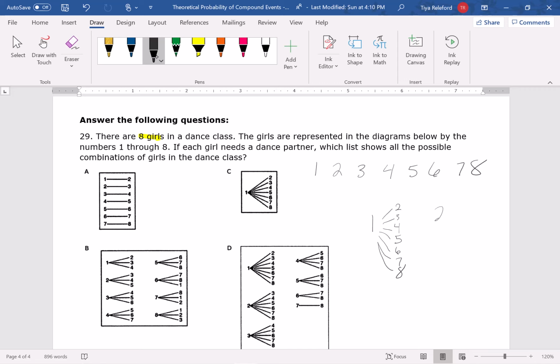Now, who could 2 partner with? 2 could partner with 1, but if you look, 2 and 1 have already been partnered. So I don't need to list that again. 2 can't partner with itself, but 2 could partner with 3, or 4, or 5, or 6, or 7, or 8, right?